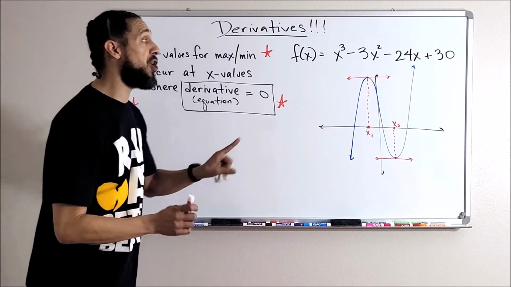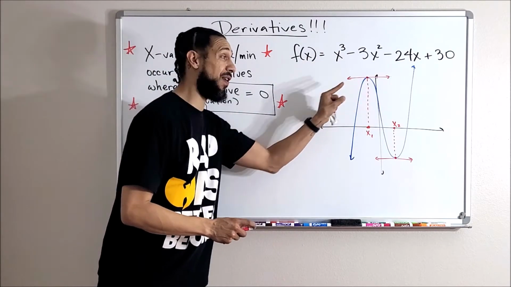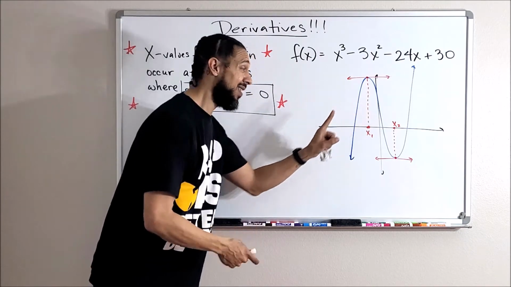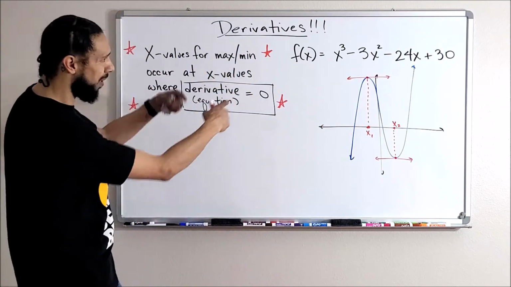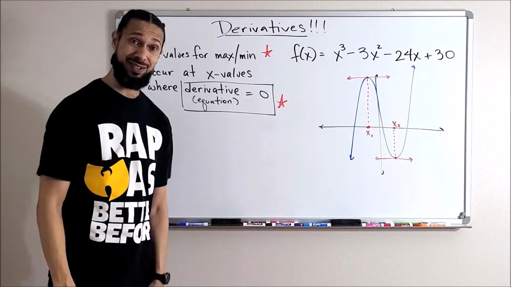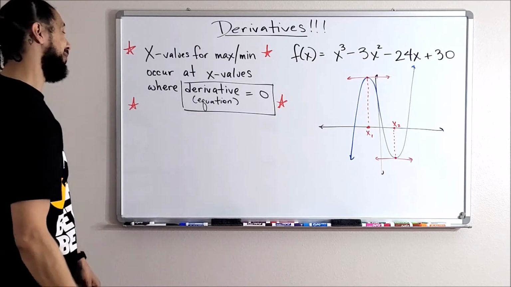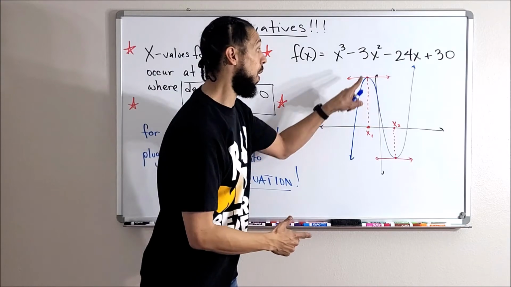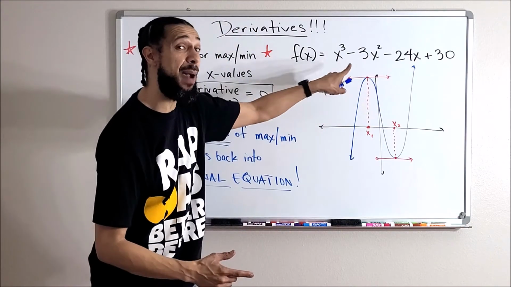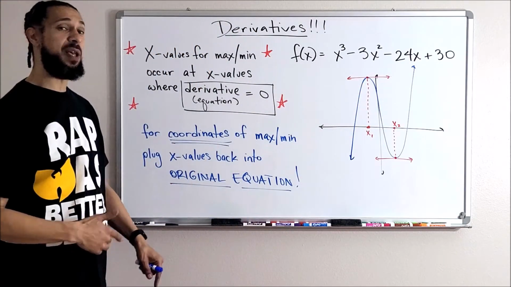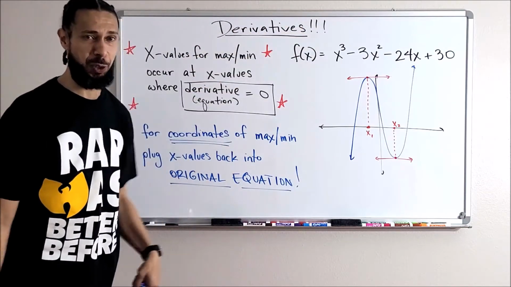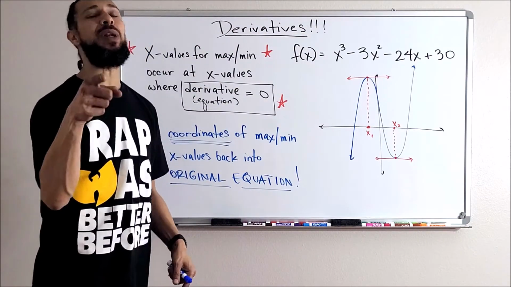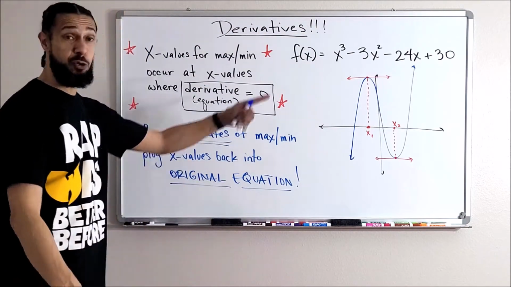Now, if you want to know the actual height or the actual coordinates, then we take those x values and we plug them back into the original equation. Let's write that down too. I'll say it one more time. To get the actual coordinates of that point, I would take those x values and plug them back into the original equation. Let's do an example so you know what I'm talking about. Let's use this one right here.